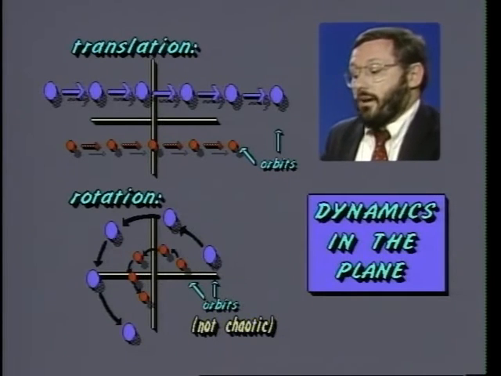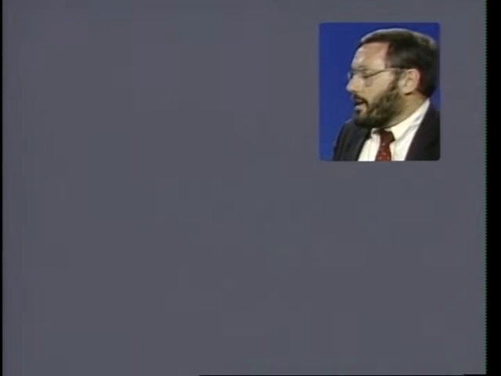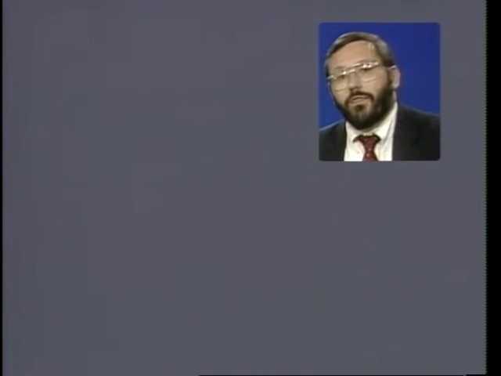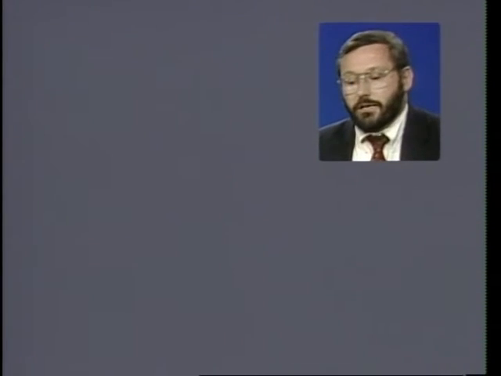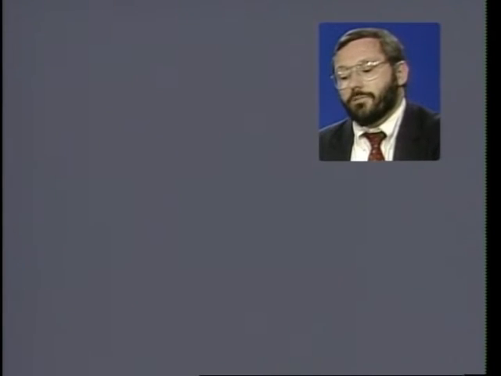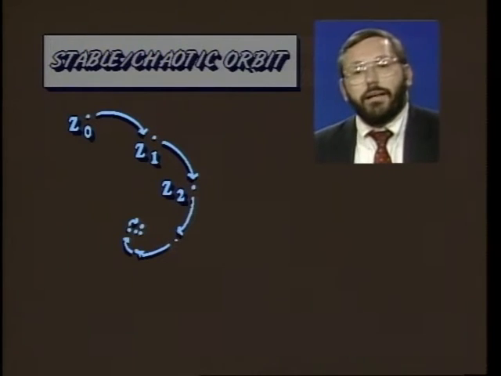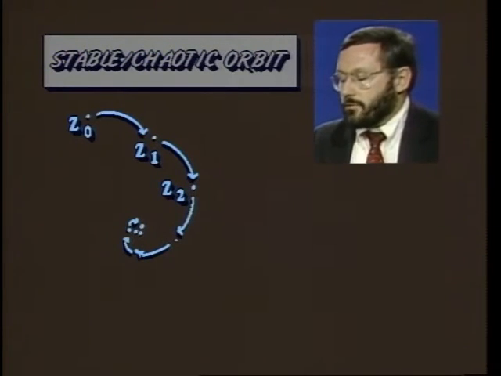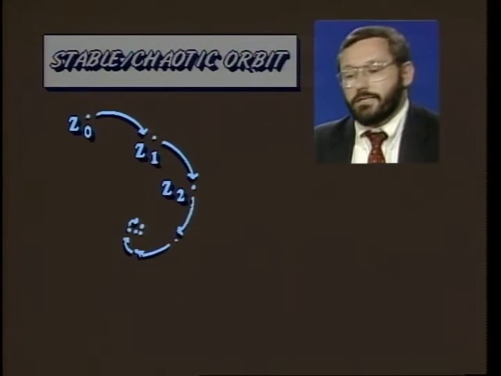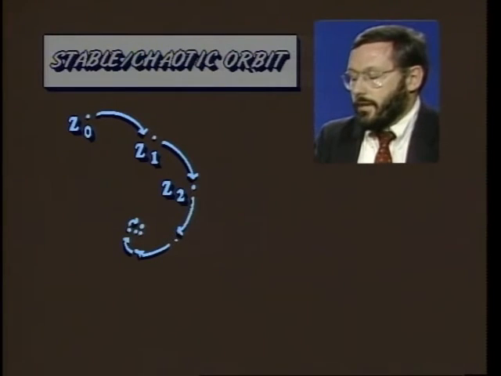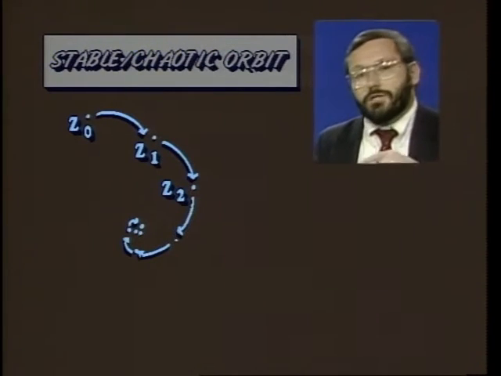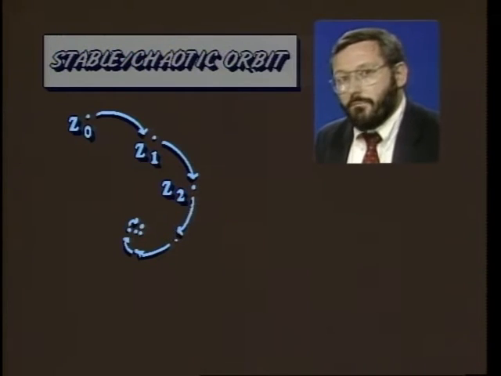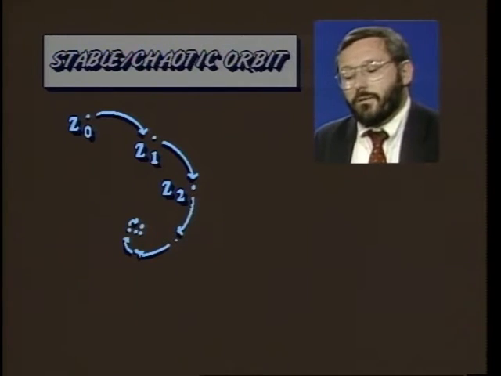So let me pause now and explain exactly what I mean by an orbit that's chaotic as an orbit in a dynamical system in the plane. What do I mean by a chaotic orbit? Well, let's start with any dynamical system. Doesn't matter what it is. Suppose we have a dynamical system whose orbit, or one of whose orbits, looks like this. Start at z0, iterate, iterate again, iterate again. Maybe this orbit will cycle down to some fixed point in the plane.